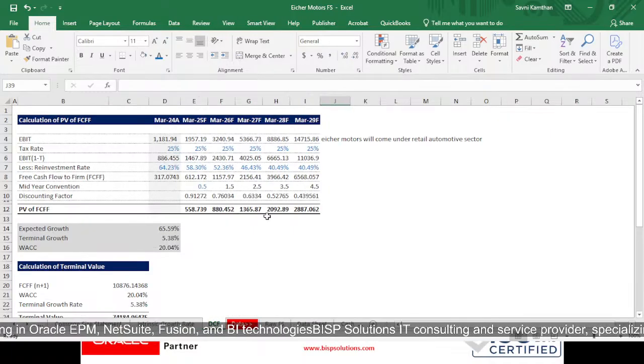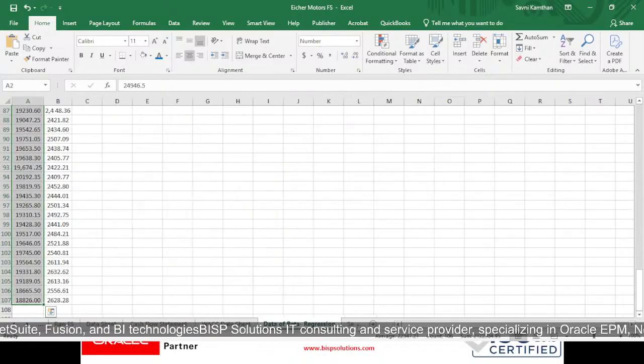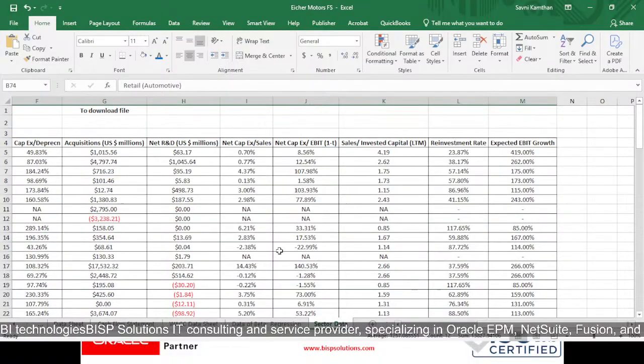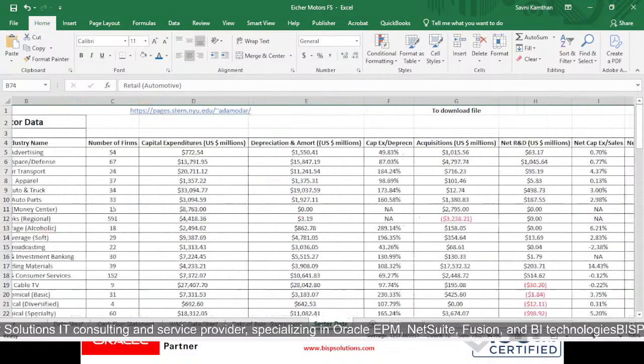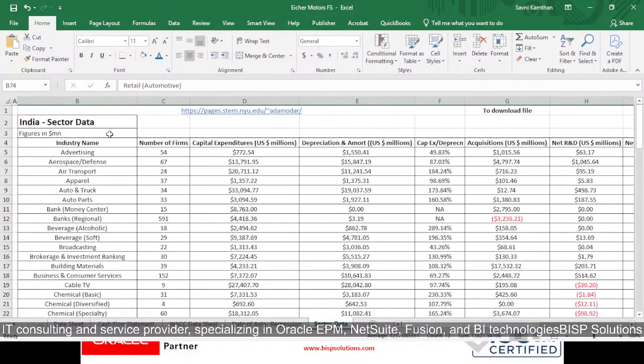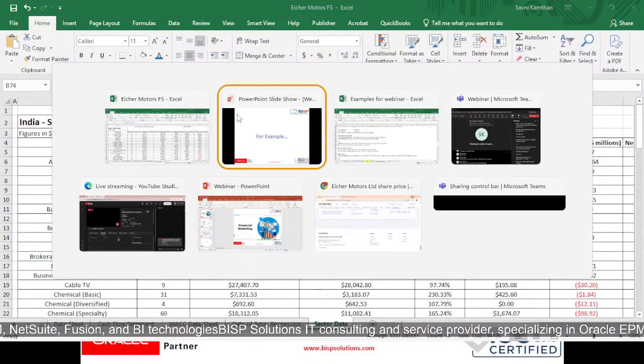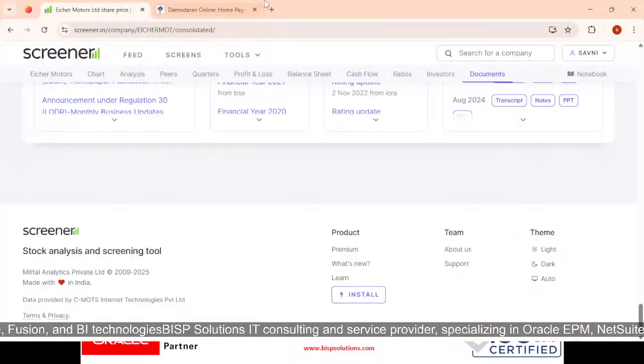So before moving to this DCF modeling, we will be making a sector data which will be required in our DCF modeling or valuation. So what we will be doing, this is my sector data of India and I have downloaded it, or you can say I have copied it, from the Damodaran site. So it will be looking like this.